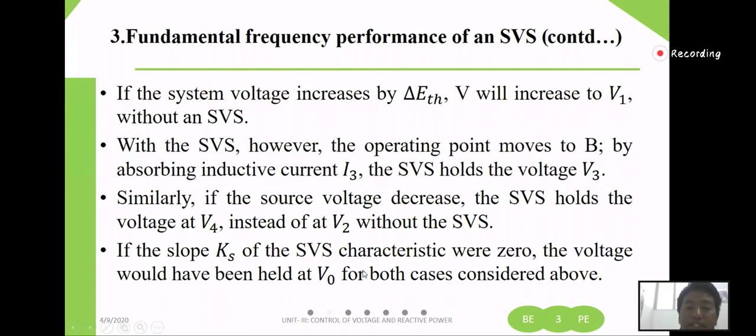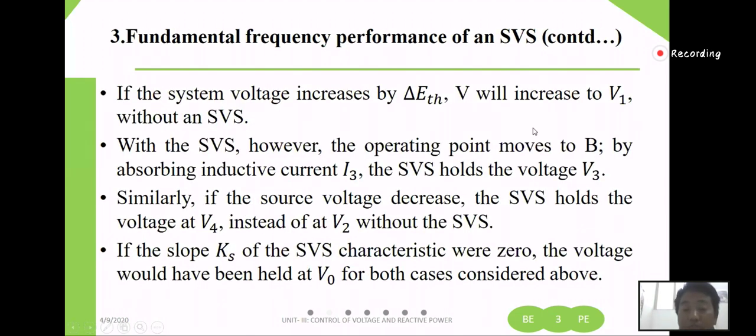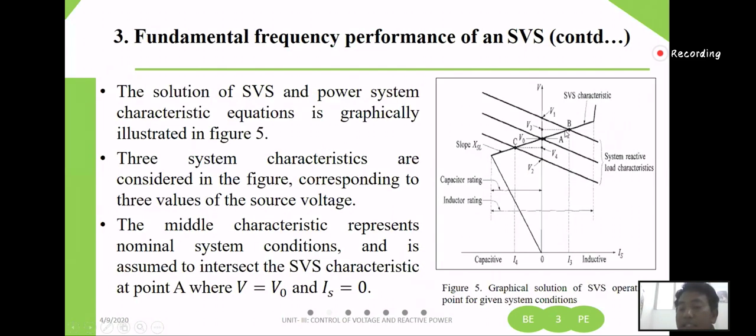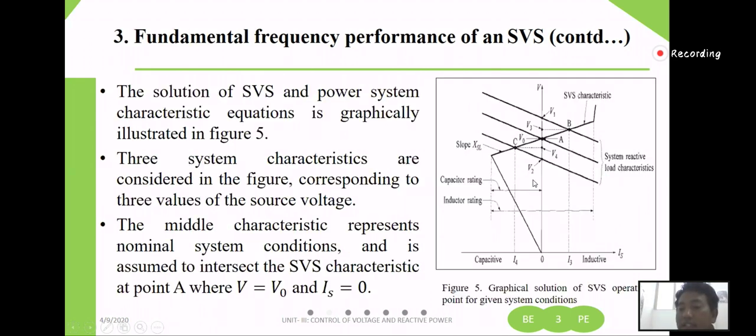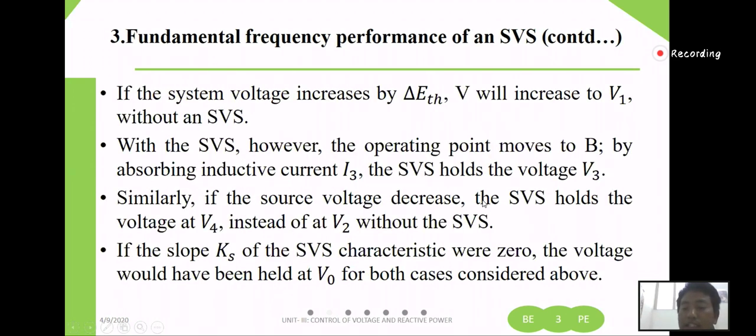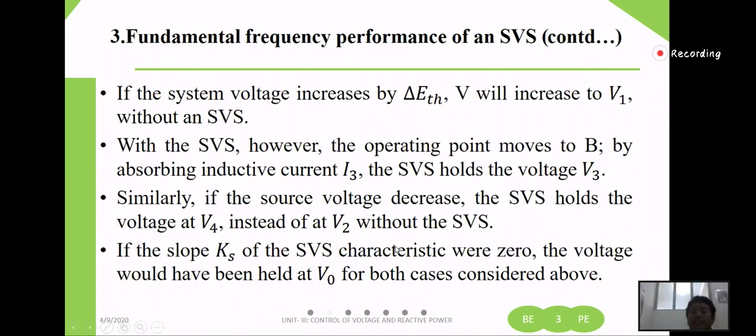This is just the explanation which I have said here. If the system voltage increases by del ETH, it will increase to V1 without SVS characteristics, but with SVS, the operating point will move from point A to point B, and observing inductive current I3, your new controlled voltage will be at V3. Similarly, if the source voltage decreases, the SVS will hold the voltage at V4 instead of V2 without the SVS. Without the SVS it will directly jump to V2, but with the SVS it will hold at V4. This is the explanation of what I have already done.